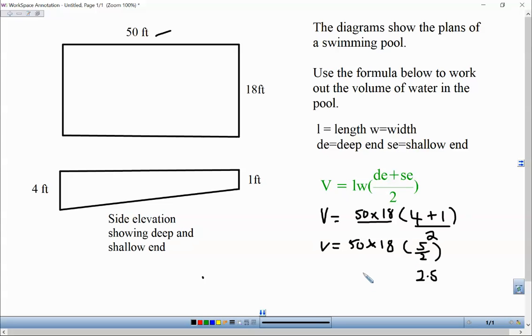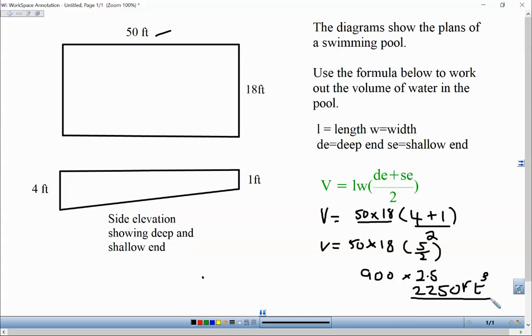Well, 50 times 18 is 900. So I'm doing 900 times 2.5 and getting 2250 feet, because we're working in feet here. And they're cubic. They've got a little three-dimensional sign. So that gives us the volume of the pool.